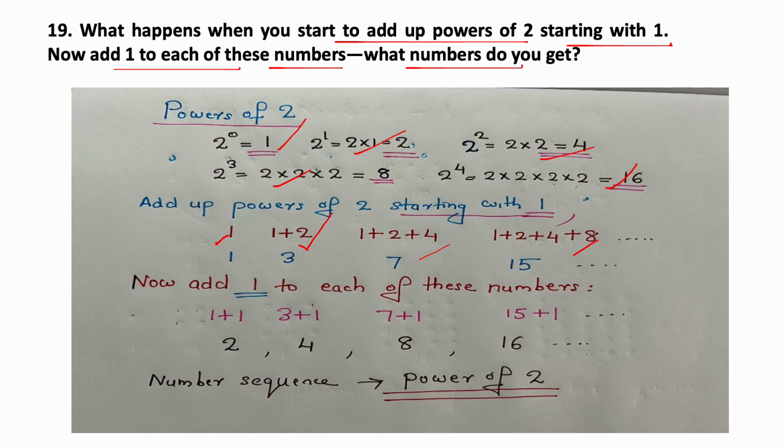Now, you have to add 1 to each of these numbers. So, 1 plus 1 is 2. 3 plus 1 is 4. 7 plus 1 is 8. 15 plus 1 is 16. So you got a sequence like this: 2, 4, 8, 16, etc. What number sequence is this? This is powers of 2. 2 raised to 1 is 2, 2 raised to 2 is 4, 2 raised to 3 is 8, 2 raised to 4 is 16. So it is the powers of 2 sequence.